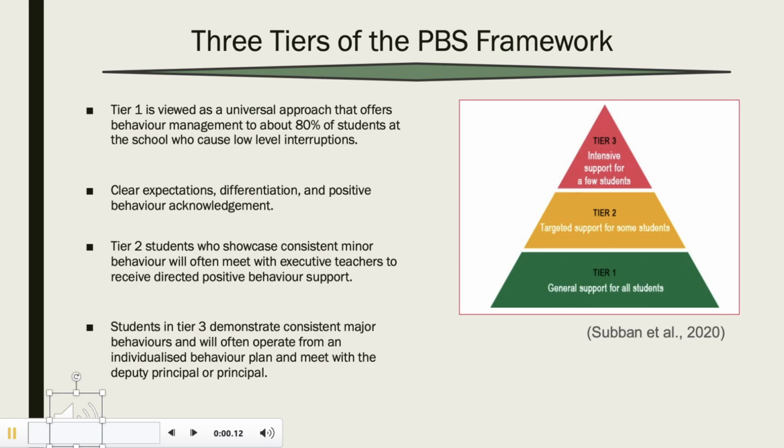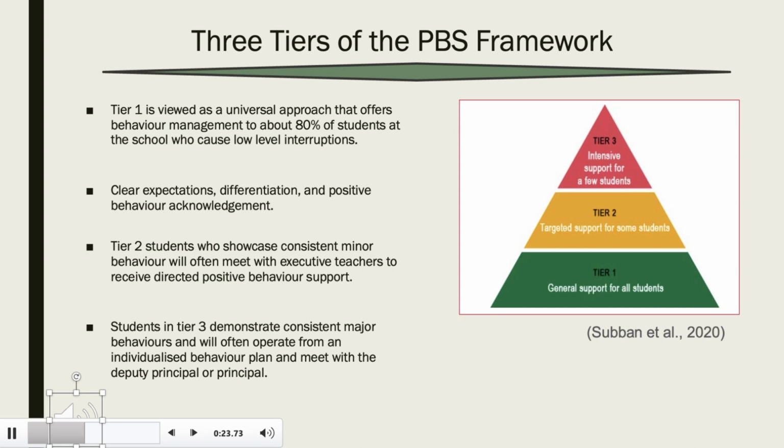PBS operates according to 3 tiers of behaviour intervention: Tier 1 is viewed as a universal approach that offers behaviour management to about 80% of students at the school who cause low-level interruptions. In a normal classroom setting, students in Tier 1 would receive general and effective behaviour support from the teacher, including clear expectations, differentiation, and positive behaviour acknowledgement.